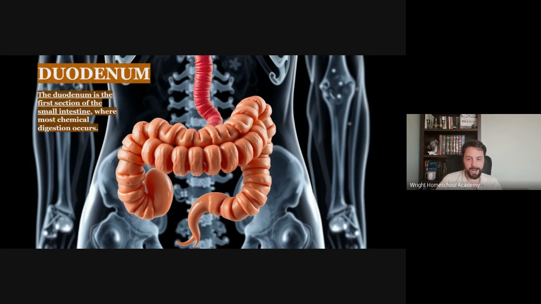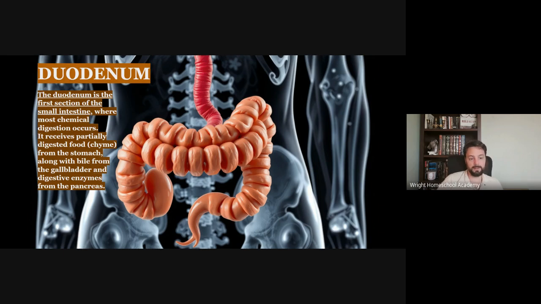Okay, we just talked about this one, the duodenum. You guys did a great job mentioning it's the first section of the small intestine. This is where most of your chemical digestion occurs. It receives the partially digested food, which at this time is called chyme. So you chew up the food in your mouth, and then it's called the bolus, this moist, slippery ball of mush.